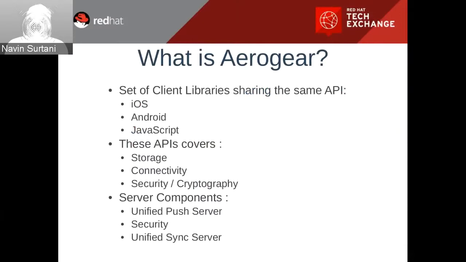So what do these APIs cover? Storage, whether you work offline or online, you need storage. We cover that, as well as connectivity, security, and cryptography. We also have a number of server-side components: unified push server, security, unified sync server, and to allow bi-directional capabilities, we have a server backend component, which is a Java sender.